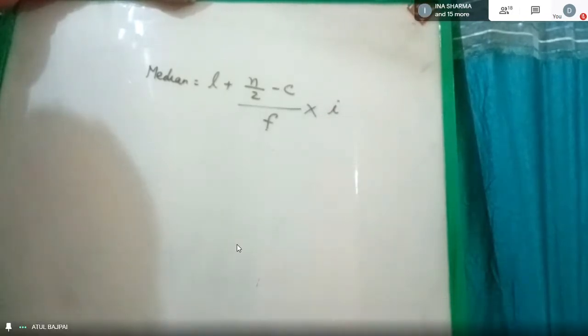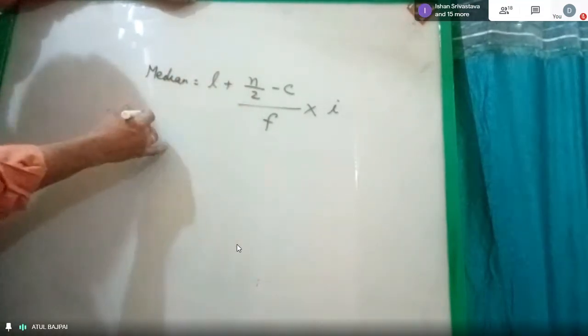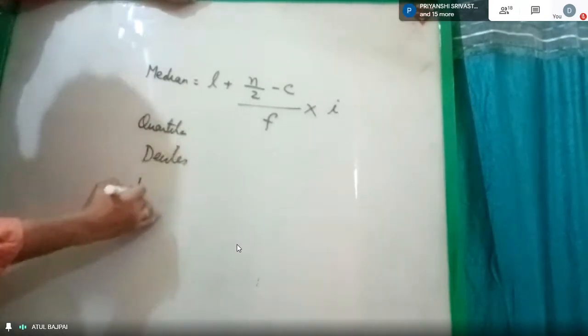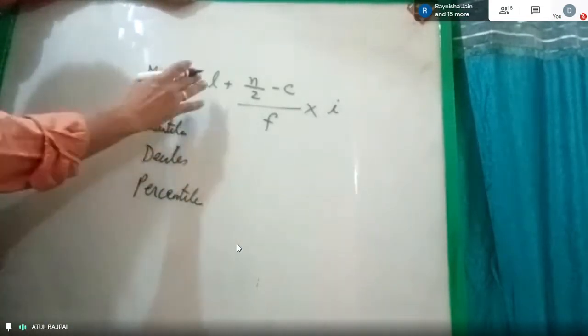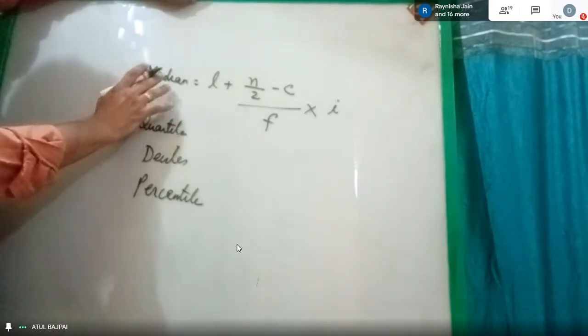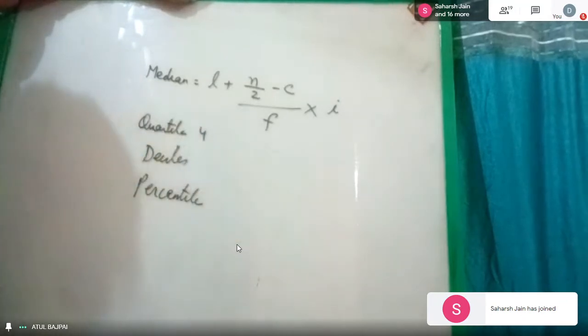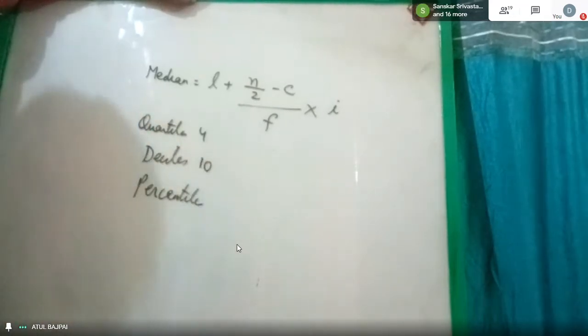Now, this is a single formula for median, but we can write the formula for quartiles, deciles, and percentiles also. How do we do it? If we divide the data into two equal parts, it's called the median. Into four equal parts, we get three quartiles. Ten equal parts, we get nine deciles. And 100 equal parts, it becomes percentiles, so 99 percentiles are there.